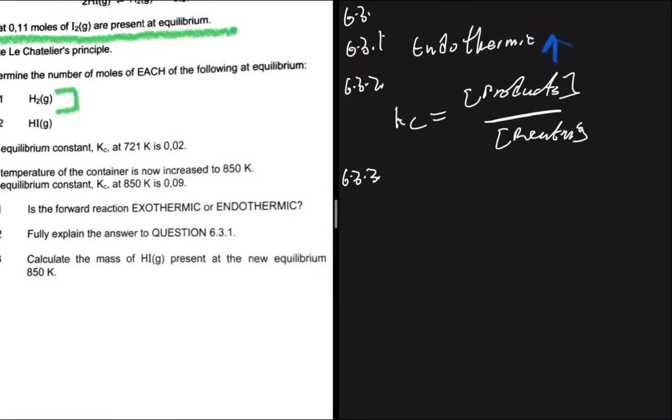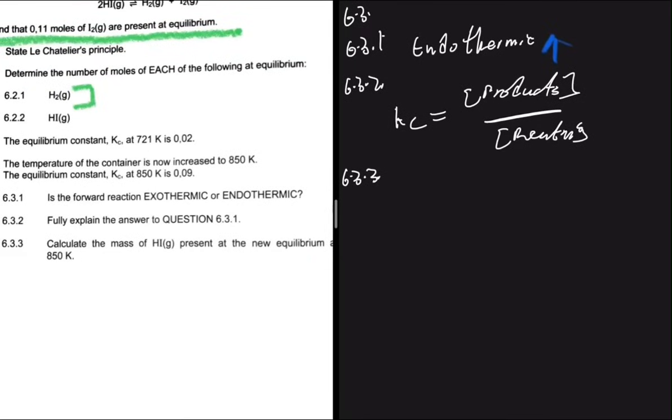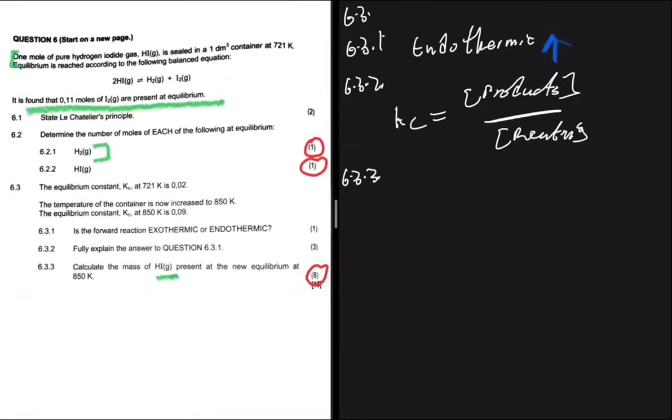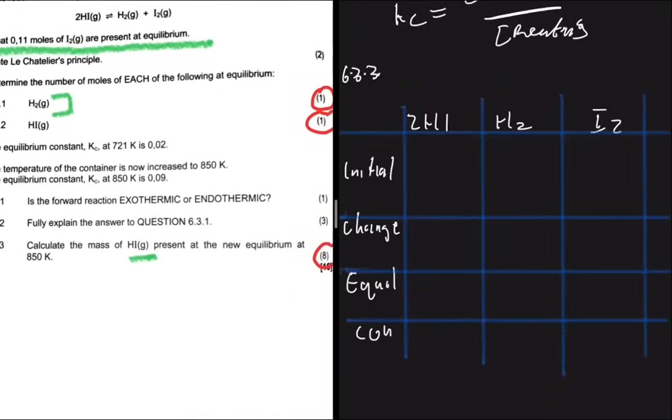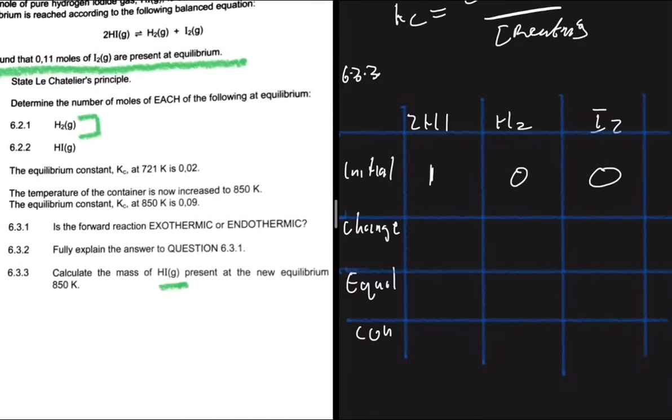6.3.3, 8 marks. Let's calculate the mass of HI present at the new equilibrium at 850 K. Let's start with the initial number of moles. For HI we have 1, as we've already talked about, and for H2 we have 0, for I2 we have 0. But now we don't know the change anymore, because the change we had was for 721 kelvins. Now we're at 850. So we can put a variable in place of the change.